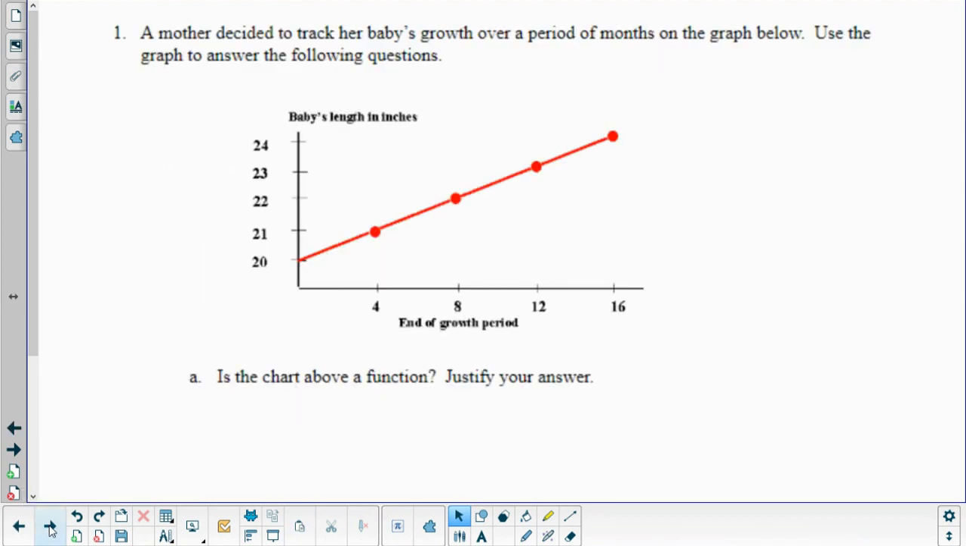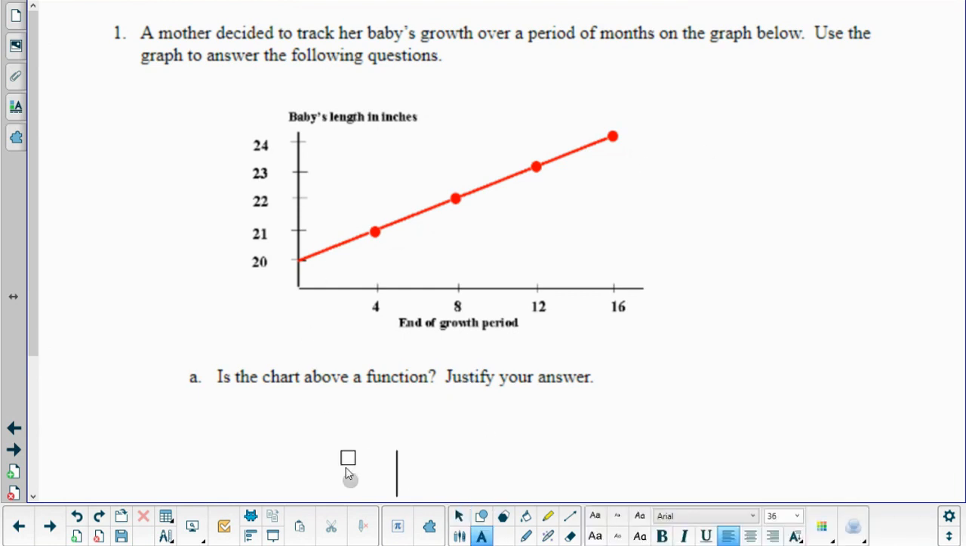Okay, so our first question: a mother decided to track her baby's growth over a period of months on the graph below. Use the graph to answer the following questions. So in the first one, it says, is the chart above a function? Justify your answer. So they give us this graph, and we're looking at all of our x values. Does every x value have its own y value? In this case, yes. There are not any x's that are doubled up. So we could say yes, because each x has its own y.